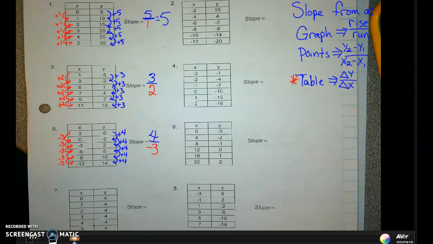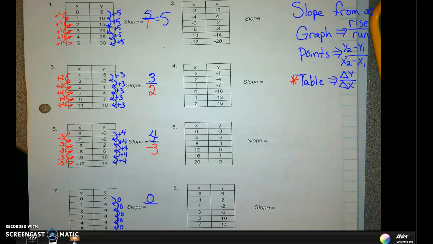Now let's look at number 7. Change in y. To go from 4 to 4 is 0. There is no change. So each one of these has 0 change. So that means our change in y is 0.